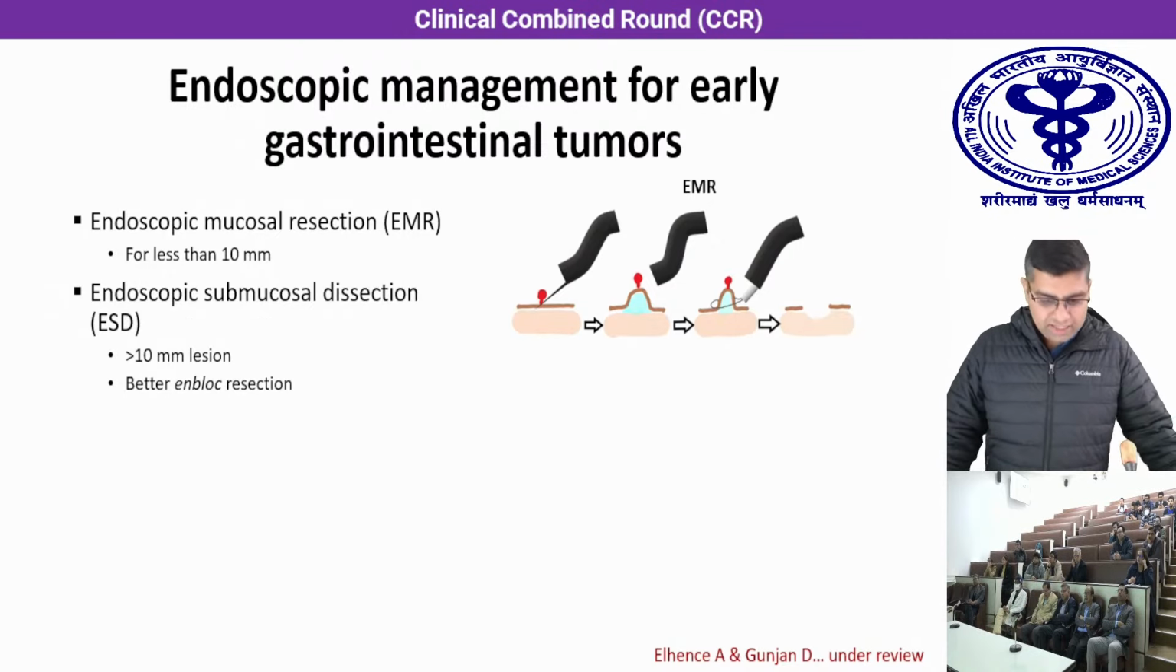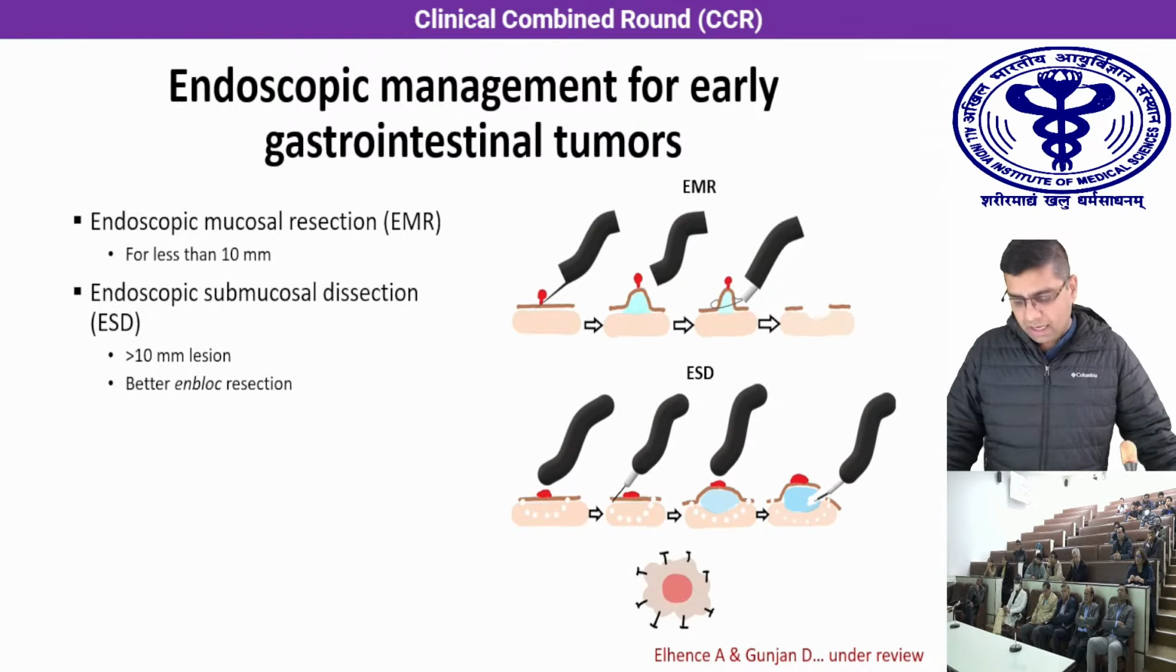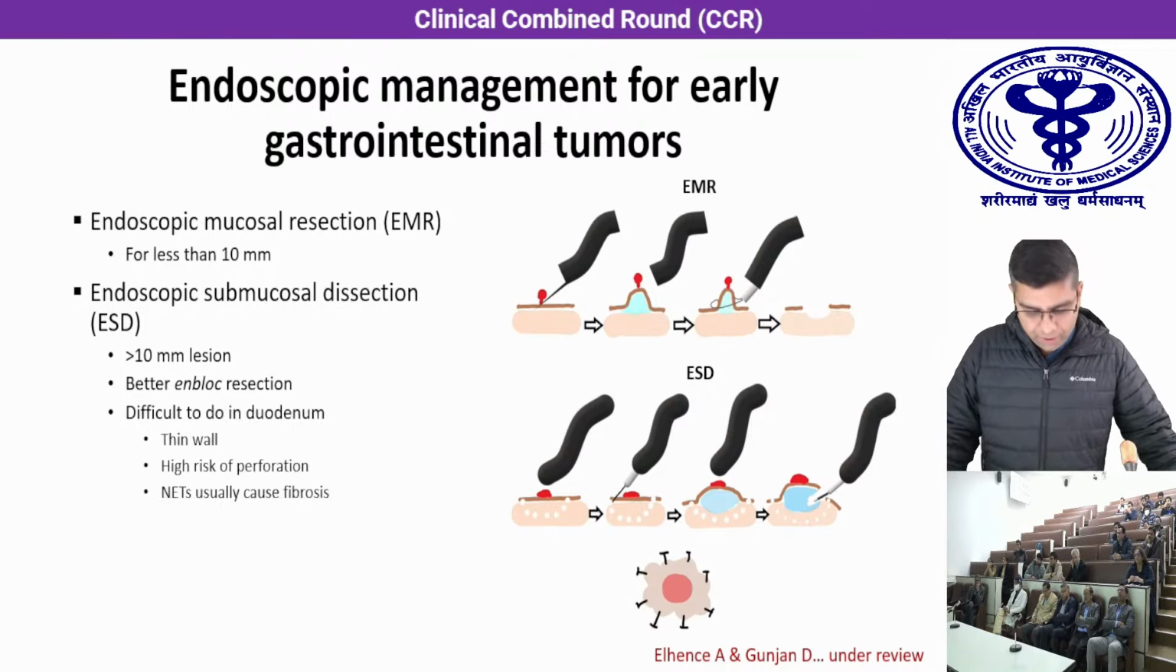Endoscopic submucosal dissection is a better modality for any lesion which is more than 1 centimeter in size and provides better en bloc resection. In this, we mark the lesion using electrocautery, and after submucosal injection of the saline, we dissect the planes in the submucosa, and en bloc resection of the lesion is taken out.